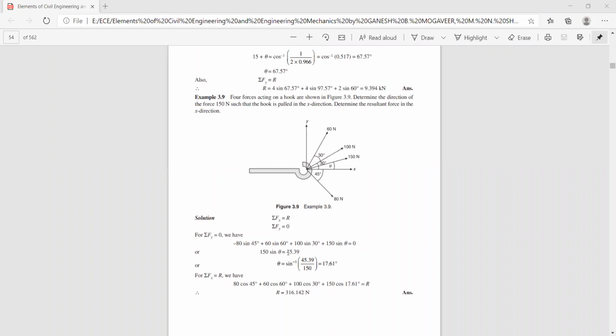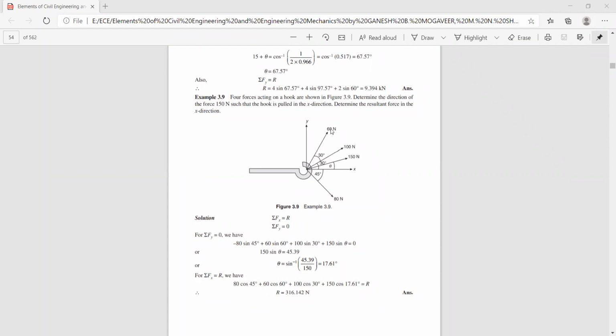So 150 sin theta is equal to 45.39. Taking it to the other side, we get the value of theta as 17.61 degrees. Now we need to find the magnitude of the resultant, hence sigma f of x should be equal to R. Again, find the sum of the horizontal components along the x direction. If you resolve this force, it is 80 cos 45. Next, this force is 150 cos theta, that is 150 cos 17.67. And this force is 100 cos 30 acting in the positive direction.